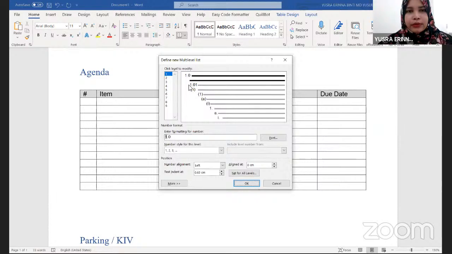Okay, so for the first one, this one I dah buat dah. Okay, for the first one, I will enter the formatting over here. Okay, and then for the second row, I will just change the number style. Okay, include level number from level 1, so that it could be item number 1, and then it will be 1.01. Okay, and so on and so forth. So it will go smoothly like that.